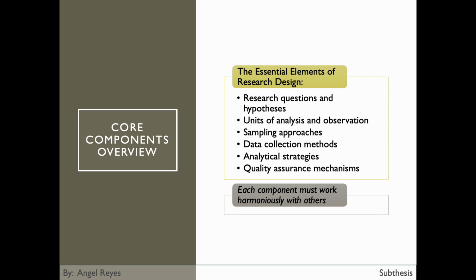Every effective research design contains these essential elements. Let me list them for you. Research questions and hypotheses, units of analysis and observation, sampling approaches, data collection methods, analytical strategies, and quality assurance mechanisms. Here's the crucial principle. Each component must work harmoniously with others. Like instruments in an orchestra, individual excellence isn't enough. The magic happens through coordinated integration. We'll examine each component individually, but remember, they function as an integrated system.